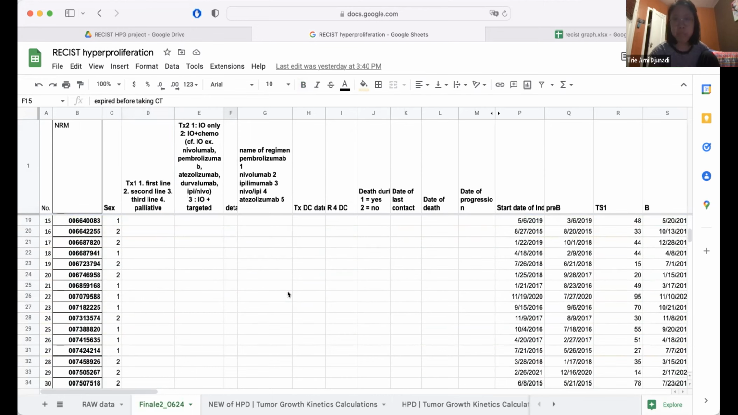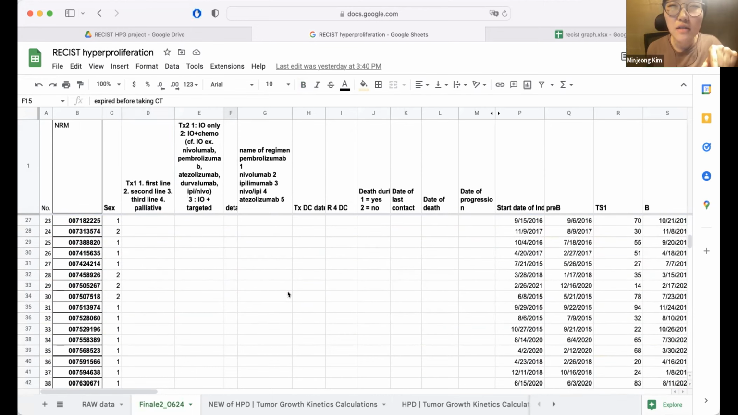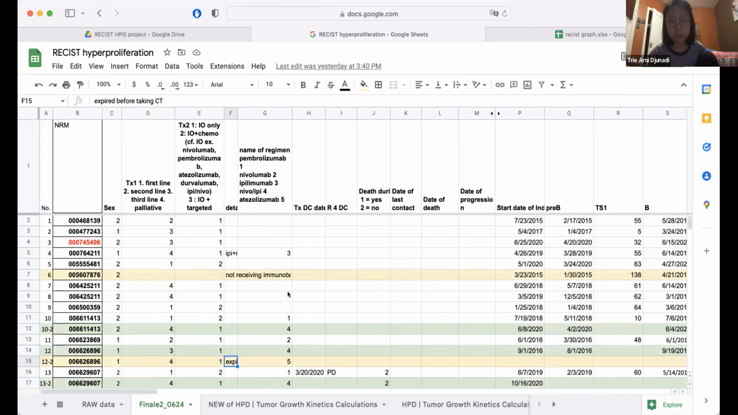So I think you said something about redoing the RECIST for these patients, right? So we're not redoing the RECIST. We try to add the new lesions to the total of the target lesions, and we want to check whether there is a change in the TGK and TGR, because the calculation will be different.